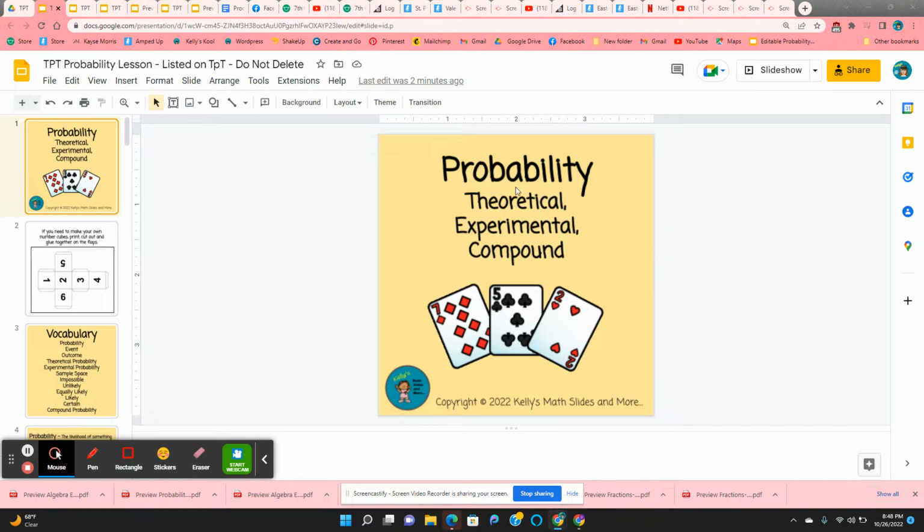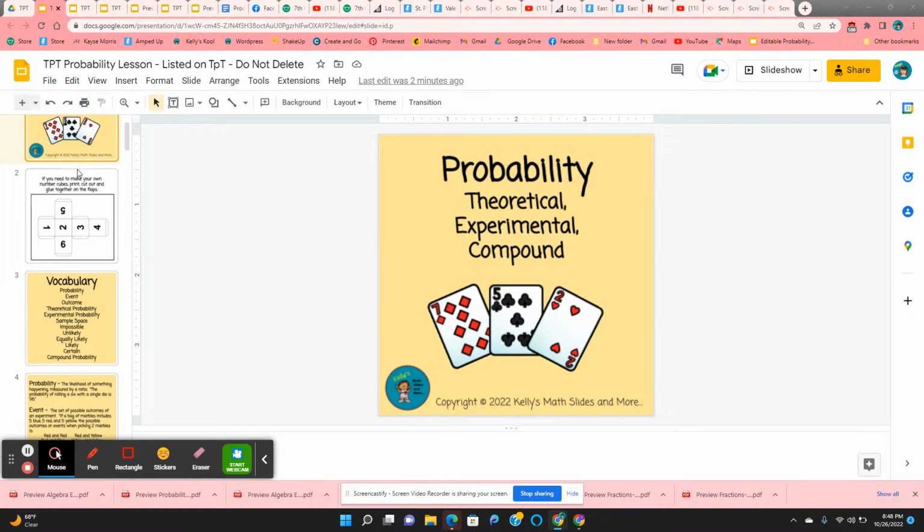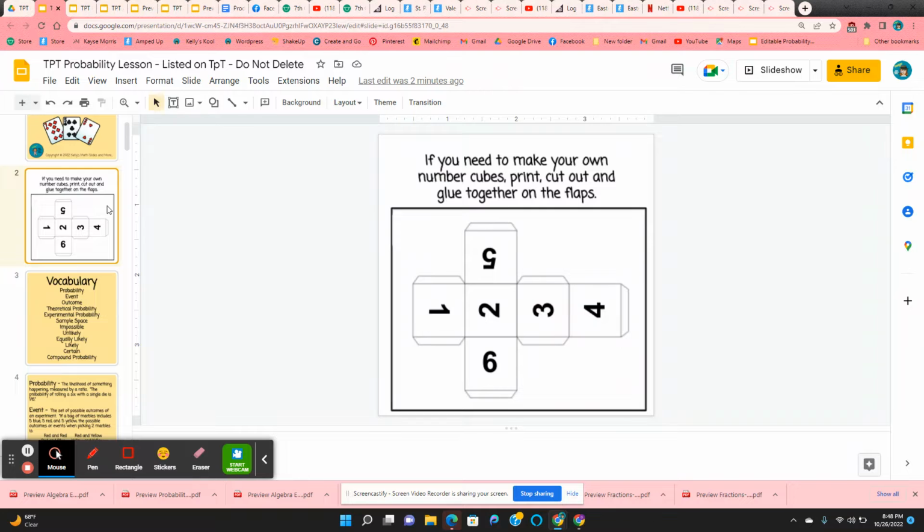This is a digital lesson in probability. This is for middle school students. I would go through this with the students and then just have them fill it out as you go. You will need a die, so if you don't have enough for the students, you could print this out, make copies. Students could cut it out and then glue it together on the tabs, and they would have their own number cube.